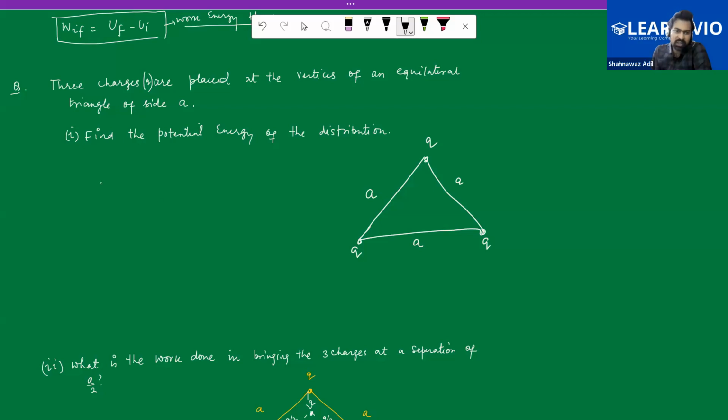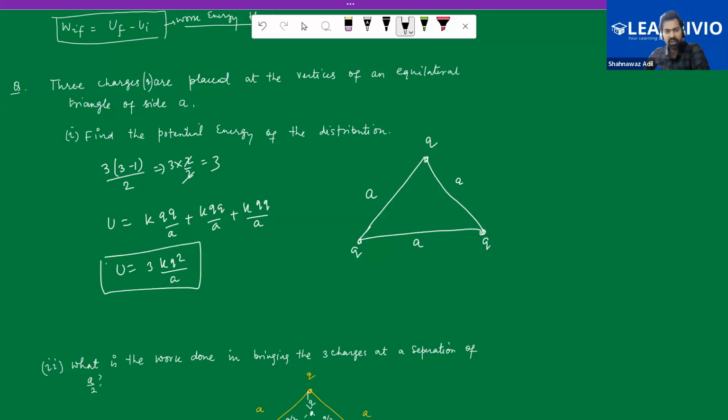So we know that there are three charges. So how many contributions would be there? 3 minus 1 by 2, so this is 3 into 2 by 2, so this is 3. So let us write the potential energy. This is kQQ by A, and then kQQ by A, and then kQQ by A. So this would be the potential energy, and this is simply 3kQ square by A. So this would be the potential energy, right?